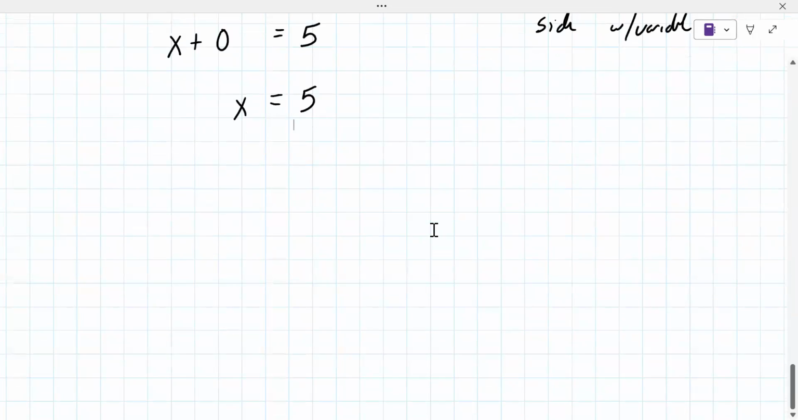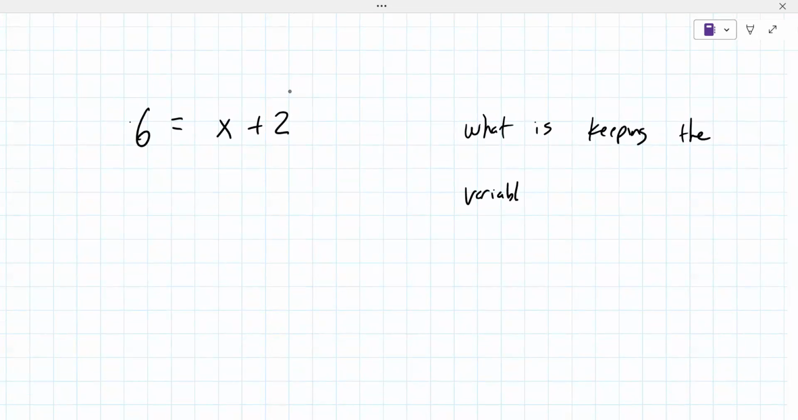All right. So the next thing here, let's try another one. Let's go 6 equals x plus 2. So this time the variable's on the right. And you always look at the side with the variable. There's the left side, there's the right side. Look at the side with the variable. And you're really asking this question: what is keeping the variable from being by itself or alone?